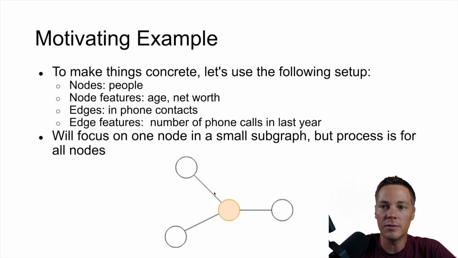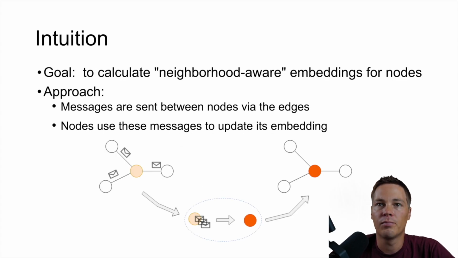And then the feature for our edge will be the number of phone calls in the last year. The idea being that the larger this number is, it might encode something about the strength of that relationship. And in this case, we're going to be focusing on a single node in this little subgraph, but I want to be clear that the steps we're going to talk about apply to every node in the graph. We're just going to talk about one for simplicity.